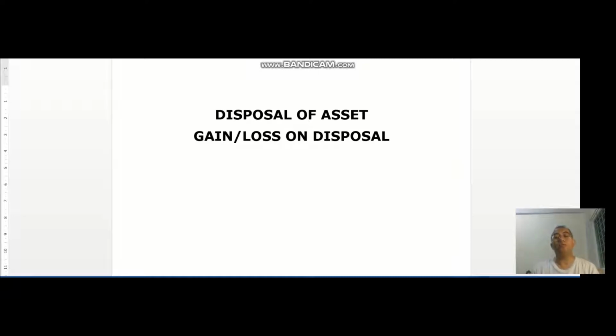So the gain or loss on disposal will be reported in your statement of profit and loss, either under expenses or other income or gain. Okay, so let us look at the first scenario or the first question.